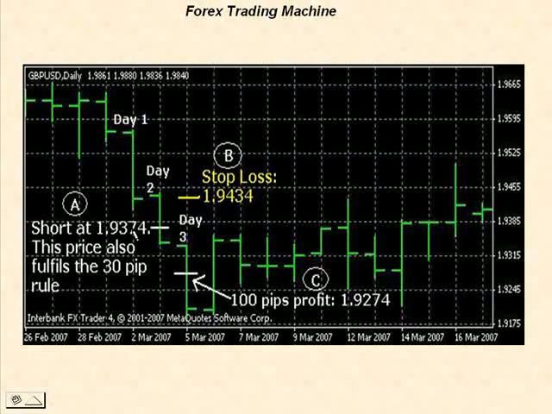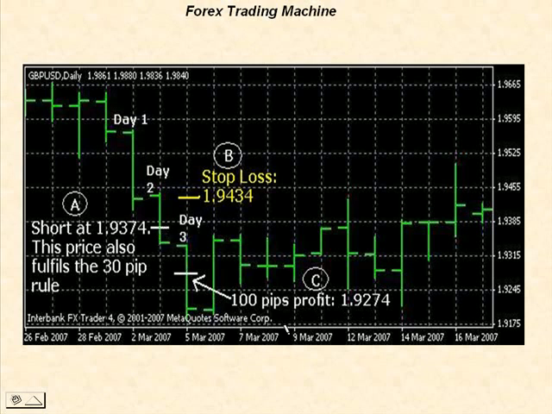So we enter a short trade at 1.9374. We place our stop loss here at 1.9434, which is 60 pips above the entry, and we place a take profit or a limit order at 1.9274. Remember, that is 100 pips from the entry price.